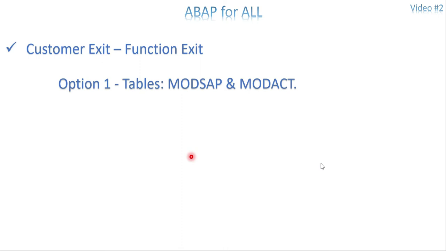You can try to figure out what exits are available through the tables called MOD SAP and MOD ACT. MOD SAP has mostly all the enhancements, and MOD ACT has your implementation also. Implementation is nothing but you adding your own code. Only the definition, the empty box, is provided by SAP. You have to add your own code. That is nothing but implementation.